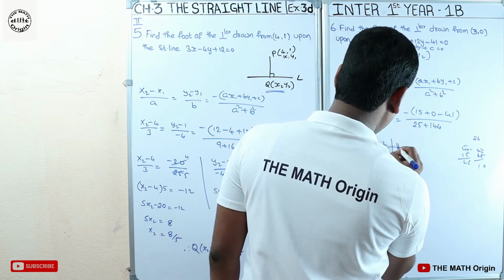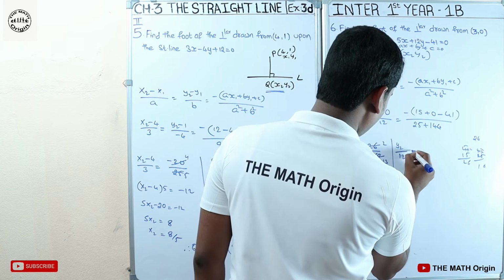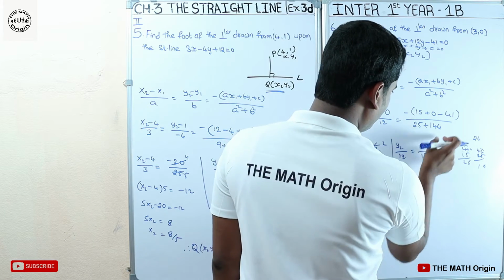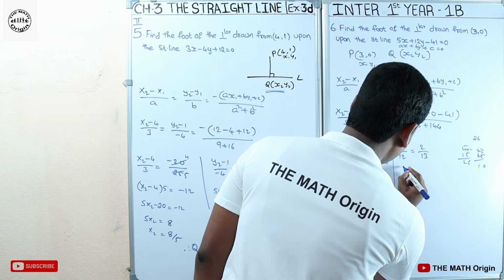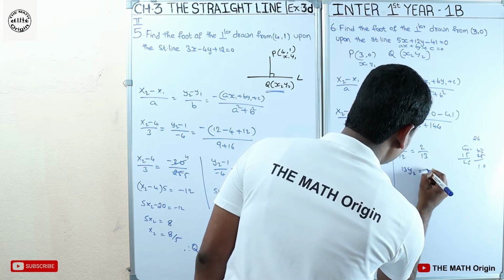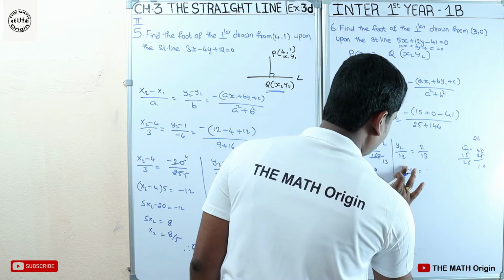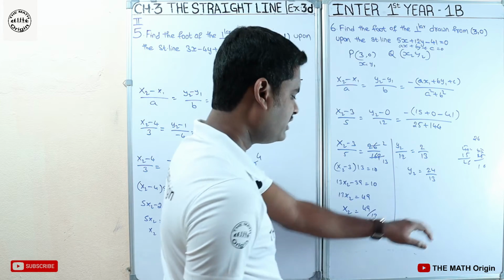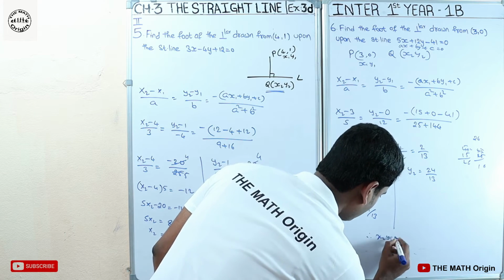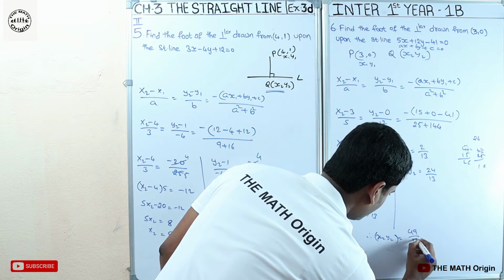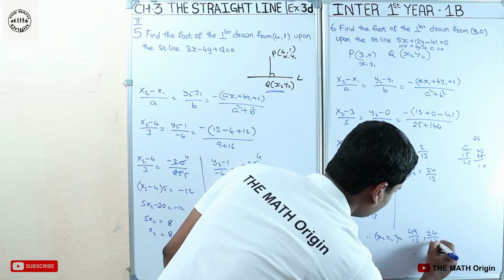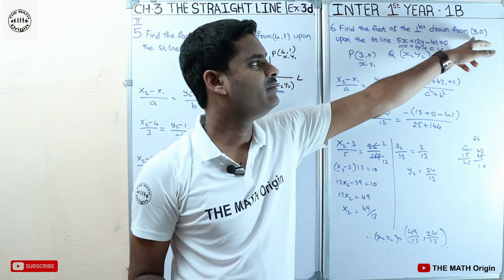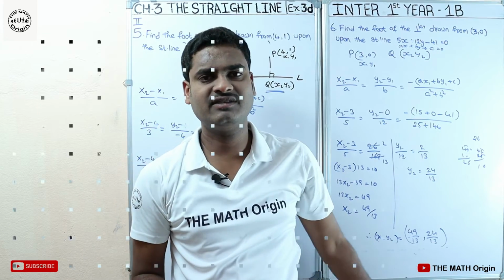Now y2 value. y2 minus 0 by 12 is equals to, it will be 2 by 13 because the same value we need to equate for y2 also. So from this, 13 y2 is equals to, or else directly y2 is equals to 24 by 13. Therefore the point x2 comma y2 is equals to 49 by 13 comma 24 by 13, which is the point on the line which is perpendicular from the point P 3,0. Therefore here ends the sixth problem.